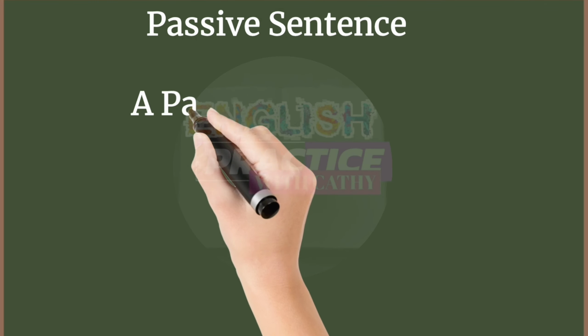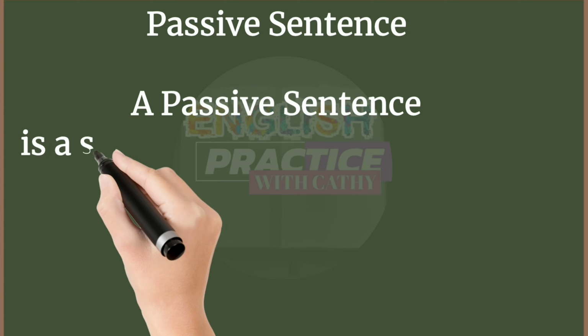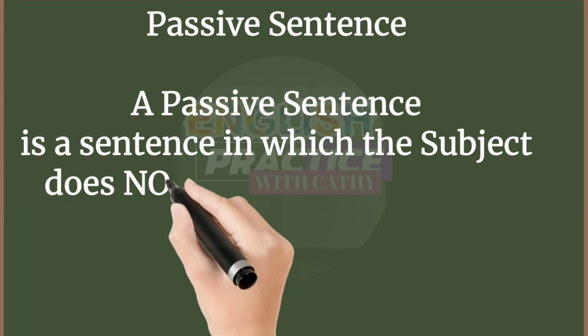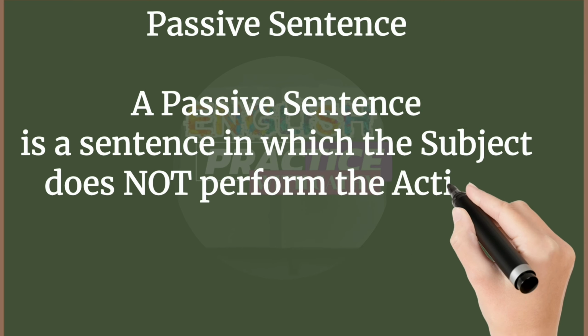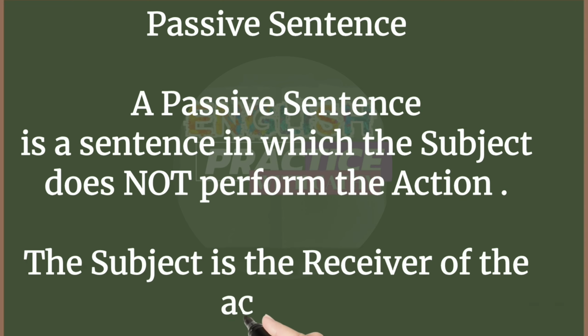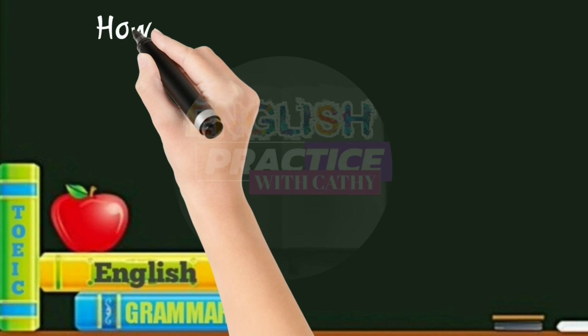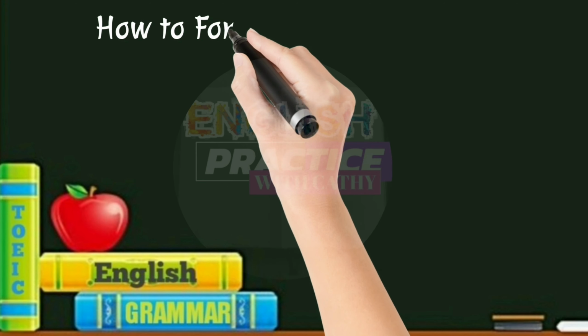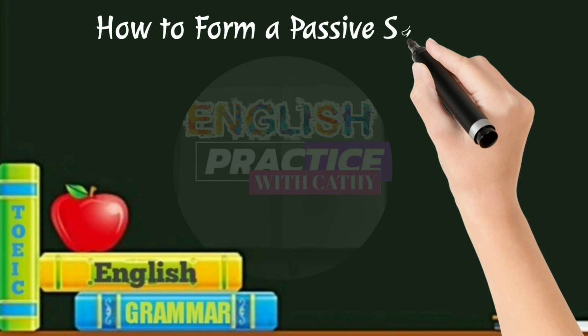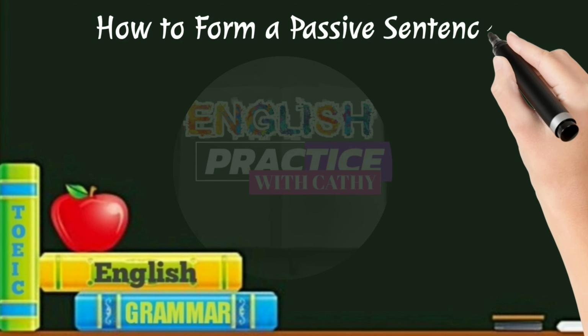What's a passive sentence? Well, it is a sentence in which the subject does not perform the action, which means the subject there is only the receiver of the action. So, how to form a passive sentence, or what is the structure of a passive sentence?